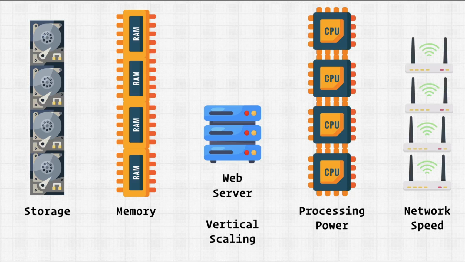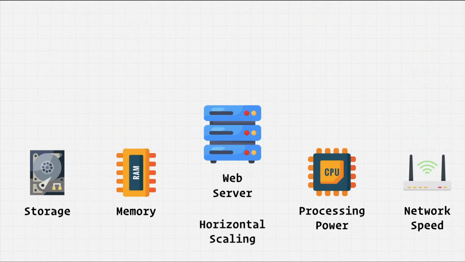If I need more storage, I'm going to add more hard disks. I'm going to increase the amount of storage space I have. If I need more memory, then I'm going to add more RAM chips. If I need more processing power, I'm going to increase the power of my CPU. If I need more network speed, I'm going to increase the network speed on this specific server. The key idea here is that you are just increasing the resources available on this one specific server. This is actually different from horizontal scaling.